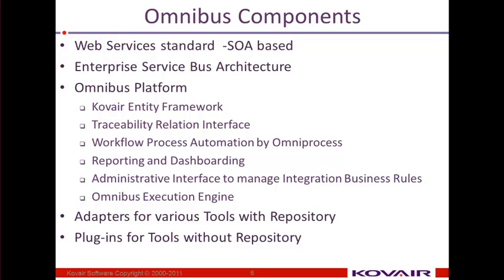The other components of Omnibus are the adapters. Of course, for every tool, you need the adapter. And we actually have two kinds of adapters. One we call the adapters for those tools which have their own repository. So for example, Requisite Pro or Quality Center, which have their own database or repositories, we have the adapters for them. Then you have the tools which do not have their own repository, like Visual Studio or Eclipse. For those, we have the plugins. So in the demo, Otanu actually will show you both the adapters and the plugins with respect to the individual tools.